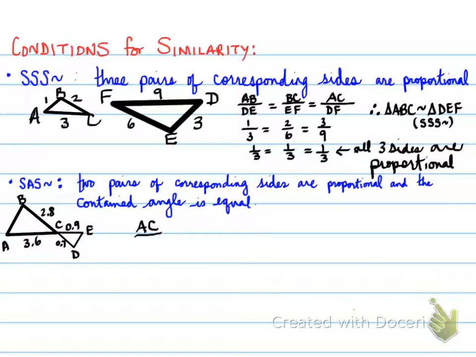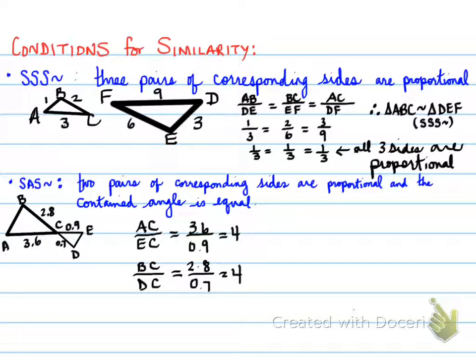3.6 will compare with 0.9. AC will compare with EC. 3.6 over 0.9, and that gives us a number 4. Then we'll compare another two sides, BC and DC. BC and DC will compare, and that will also give us a number 4.